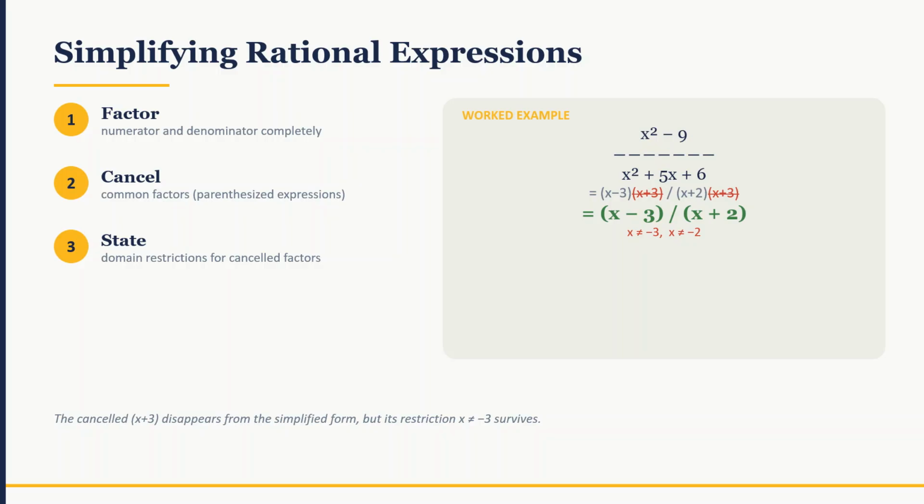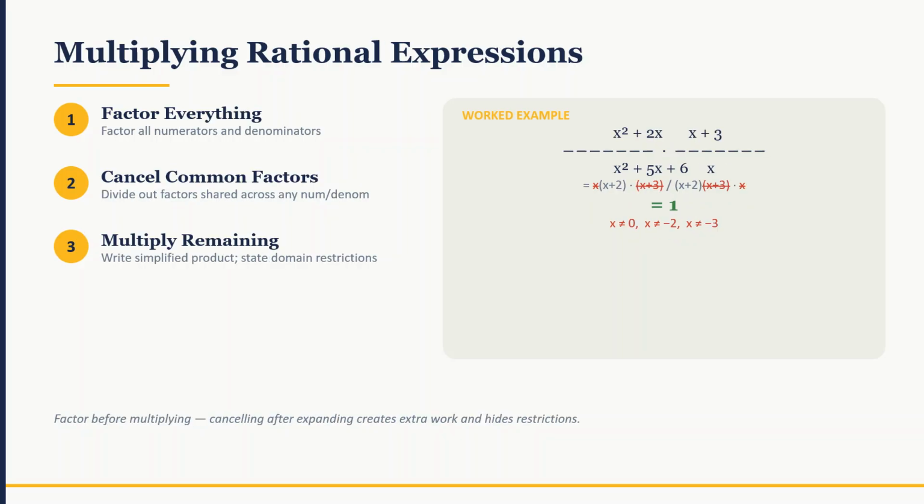State restrictions. X not equal to negative 3 from the canceled factor, and x not equal to negative 2 from the surviving one. The canceled x plus 3 does not appear in the simplified expression, but its restriction, x not equal to negative 3, survives. Do not drop it. Now let us multiply two rational expressions.